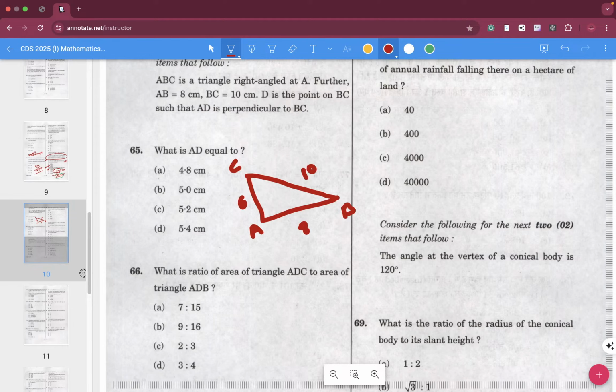D is the point on BC such that AD is perpendicular to BC. So D is a point over here which is perpendicular to BC. Let's write it down: AD is perpendicular to BC. Now what is AD equal to is what they are asking.